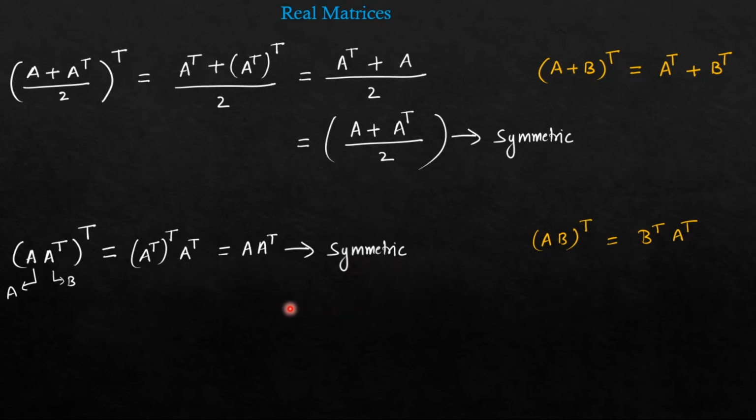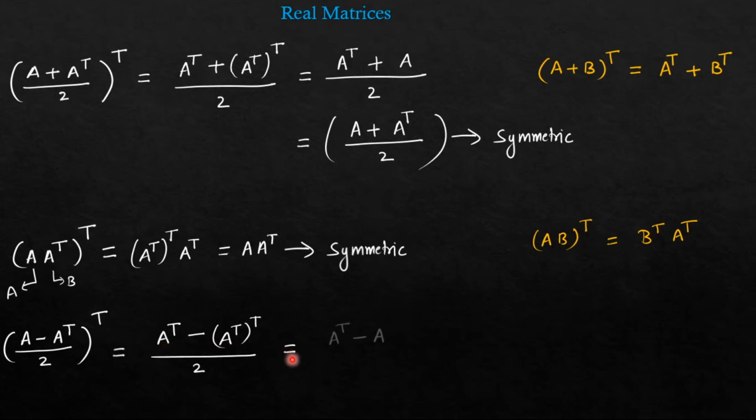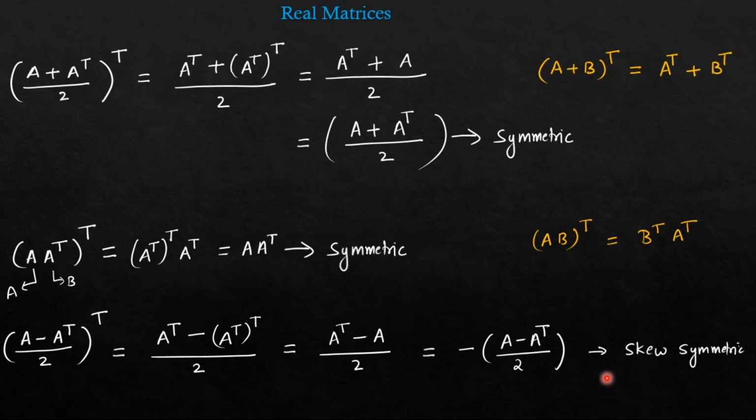What about skew symmetric? Let me take A minus A transpose upon 2. If you take the whole transpose and expand, it will become A transpose minus A double transpose upon 2. If you further expand, you will get A transpose minus A upon 2. A double transpose is equal to A. So I can write it as minus of A minus A transpose upon 2, taking minus common. So you can clearly see we are getting the negative of the original matrix, so it is a skew symmetric matrix.